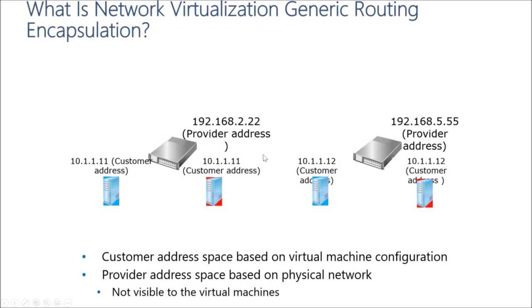So let's have a little bit harder look at this. Okay, so we've got blue, we've got red, and they exist on the physical server. Whoa, if this blue server is 10.1.1.11, that's the customer address space. You notice that this red IP address is still 10.1.1.11, and this one's 12, this one's 12 as well, but the physical network IP address has nothing to do with any of those, does it? And that's the way it works, okay? That's the way it works, but how does it work like that?